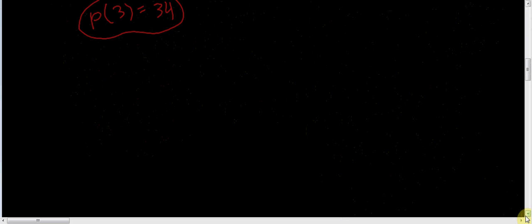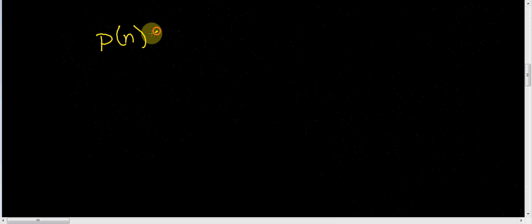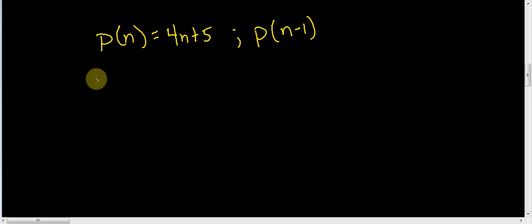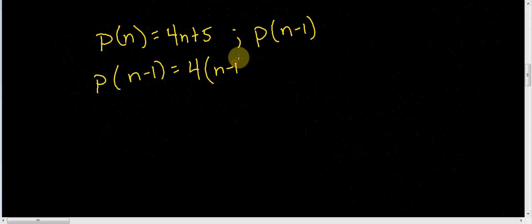Alright, let's make this a little more complicated now. Let's say we have the function p of n, and it is equal to 4n plus 5. And we want to evaluate our function p whenever we're at n minus 1. So I'm going to say p of n minus 1, and so everywhere I see an n in my function, I have to replace it with n minus 1. Might seem a little strange to you, but anywhere I see that n, the n minus 1 goes in.